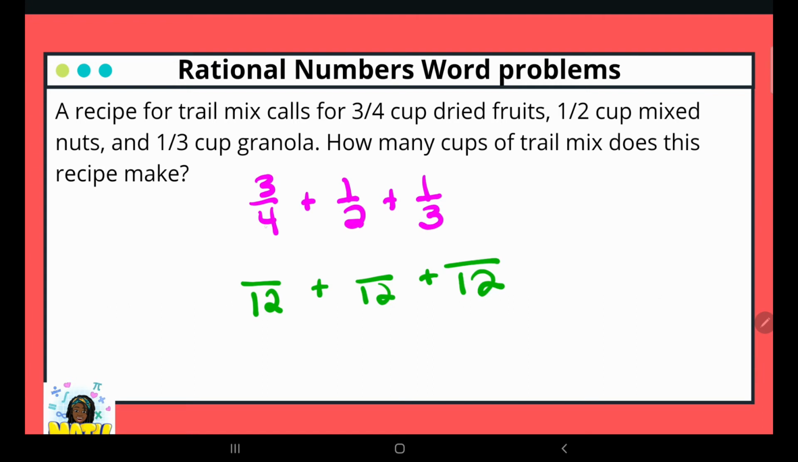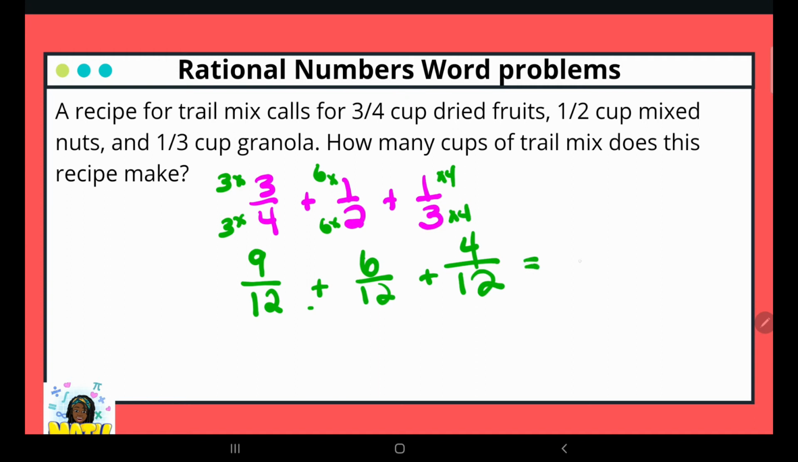Now, what number times 4 is going to be equal to 12? That's 3. So whatever I multiply the bottom by, I also have to do to the top. So 3 times 3 is 9. So 3/4 is equivalent to 9/12. 2 times 6 is 12. So therefore 1 times 6 is 6. 3 times 4 is 12. So 1 times 4 is 4. And these are all equivalent. So 1/3 is equivalent to 4/12. 1/2 is equivalent to 6/12.